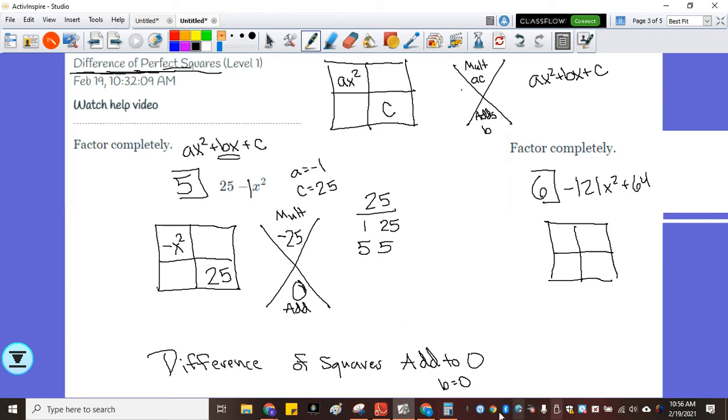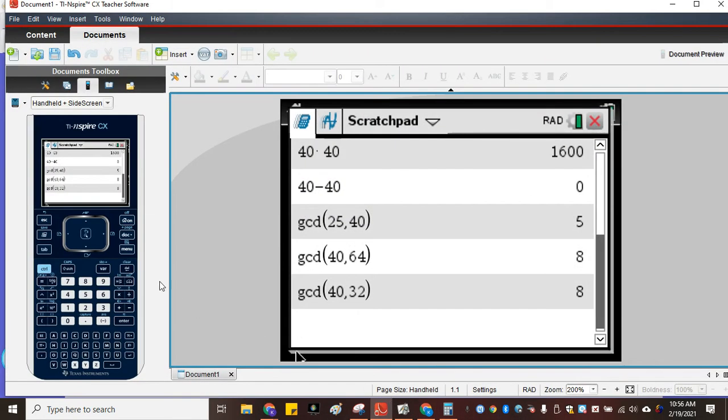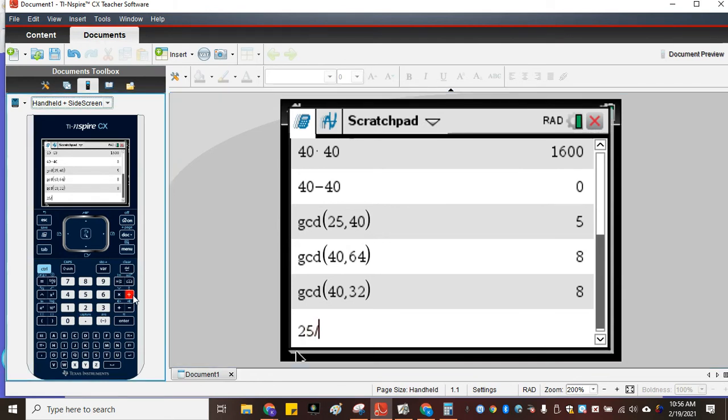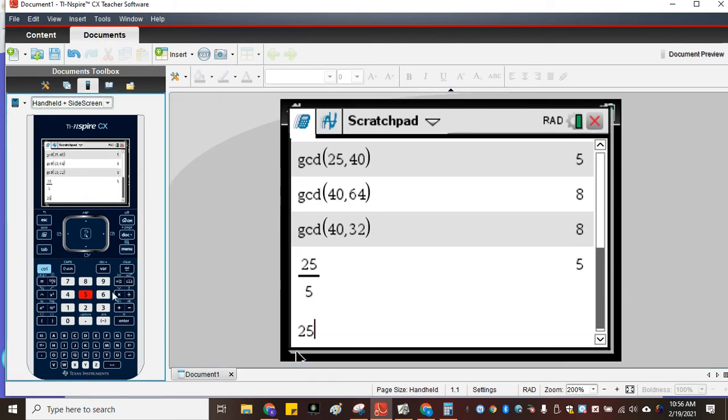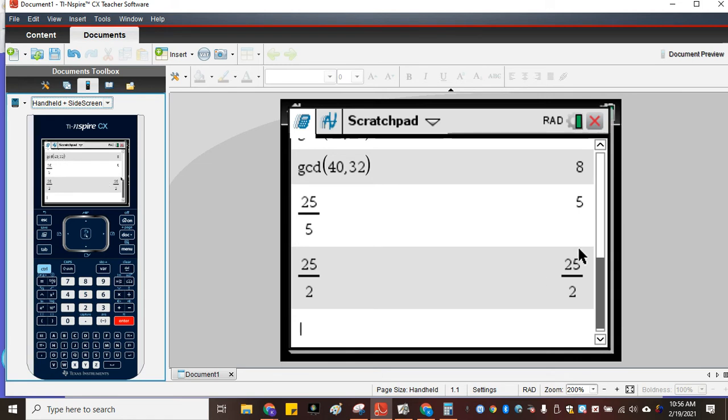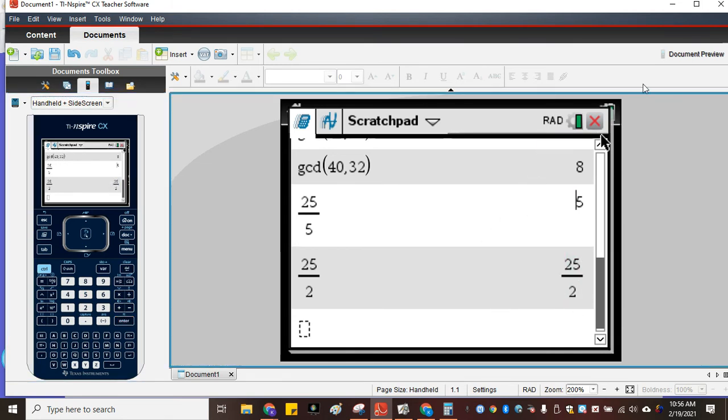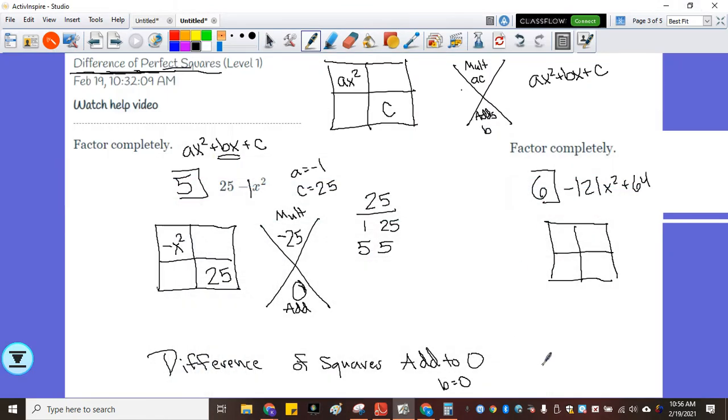If you're using the calculators I just gave you, which I want you to, 25 divided by 5 is 5, but 25 divided by 2 gives you a fraction. And the fraction is the same thing as the decimal, so you can't use that. So which one will subtract to 0? Which one has a difference of 0? 5 and 5.